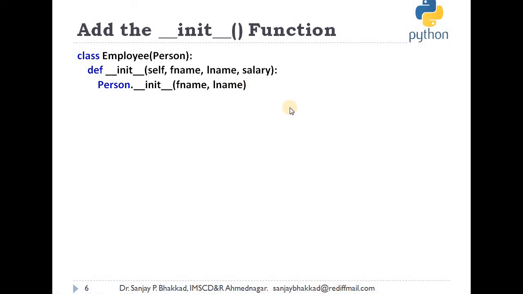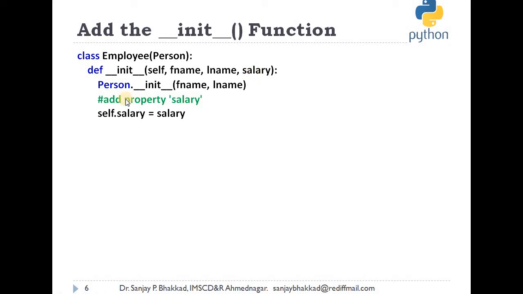And now we are ready to add some more functionality into the init function of our child class, that is the employee. So let us add the property salary. That can be added like this: self.salary is equal to salary. Here again remember that when you are adding new properties to your child class, you need to add those property names into your init function also. That's why we have added the name salary here.